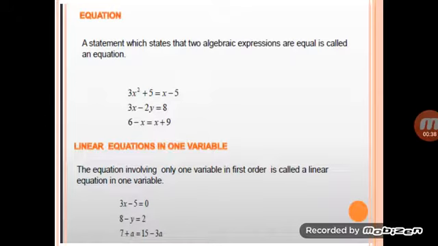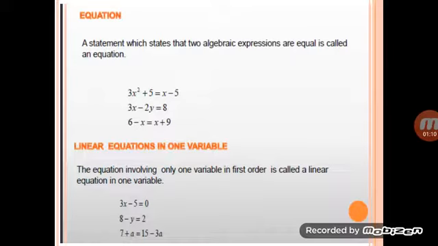An expression is something like 3x minus 2, or 3x plus 5, 6 minus x, etc. But when we put such an expression equal to something, this is called an equation. A statement which states that two algebraic expressions are equal is called an equation. Specifically, a linear equation in one variable is an equation involving only one variable in its first order. First order means the power is one.